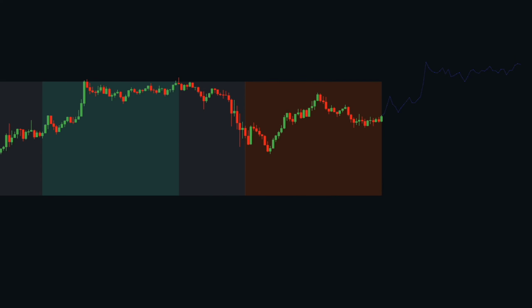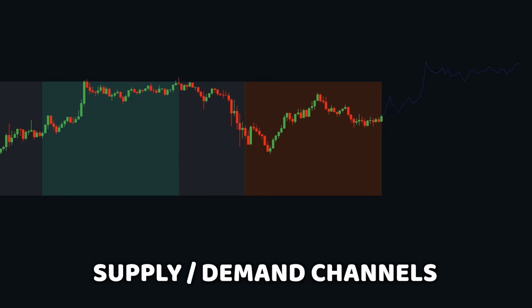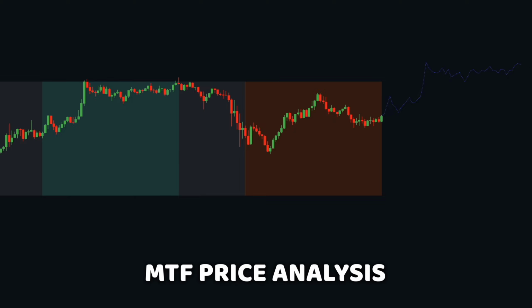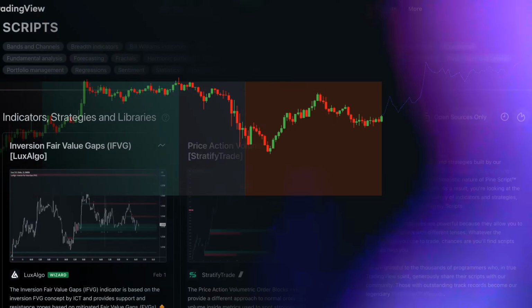Lux Algo, the creator of the Echo forecast, emphasizes the importance of using this tool as part of a comprehensive trading strategy, highlighting that while it provides valuable insights, it should not be followed blindly. They advocate for an informed approach to trading, integrating the Echo forecast with other analysis techniques for best results. This tool could work best with supply and demand channels, trend lines, and multi-time frame price analysis.